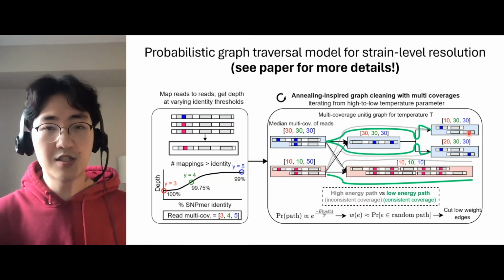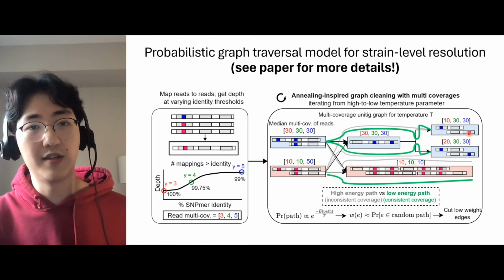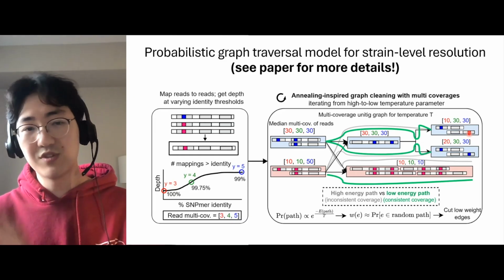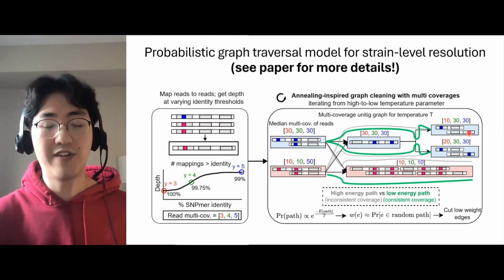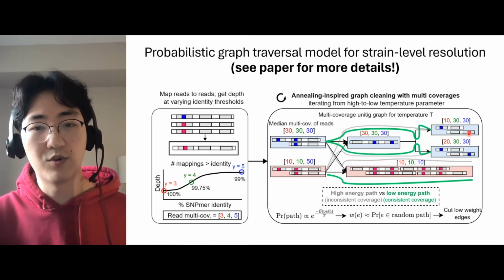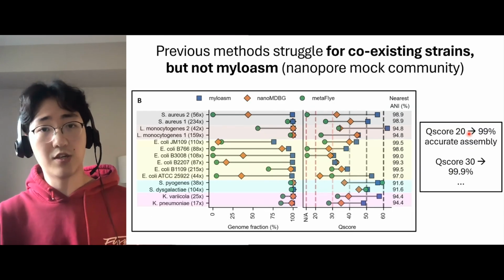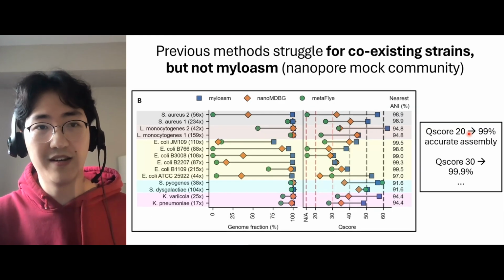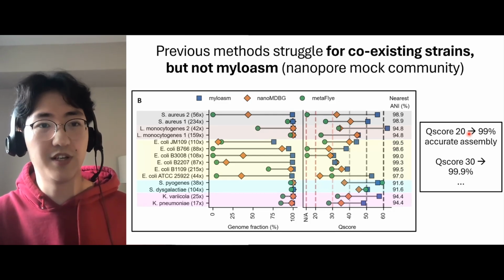And so I'm flashing a slide here to show some of the methodological details that you can see in the paper. On the left-hand side, we do some more complicated things. We use sequencing depth and have this assembly graph that we traverse in a probabilistic fashion. We use some more mathematical tools to deal with this. But focusing on the results here, I just wanted to emphasize my initial point, which is that previous methods do in fact struggle for coexisting strains within the community.